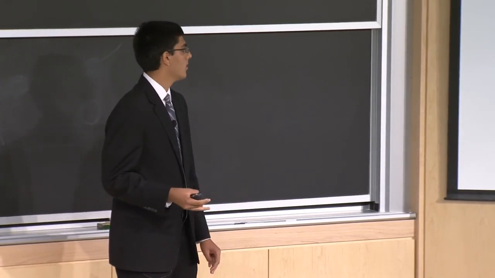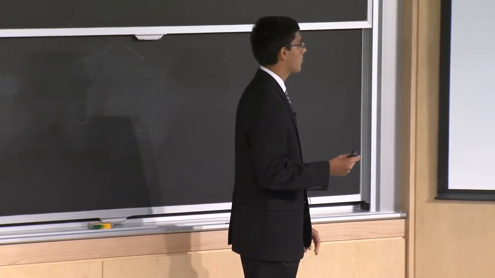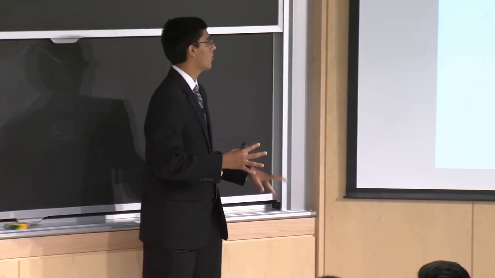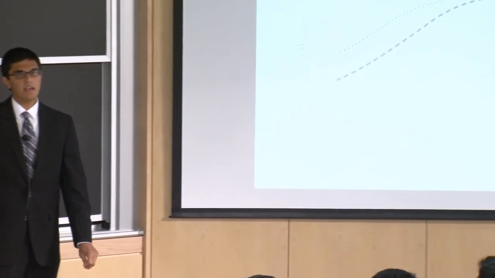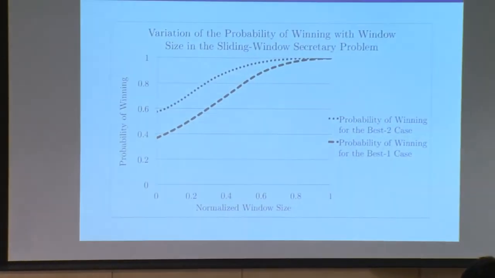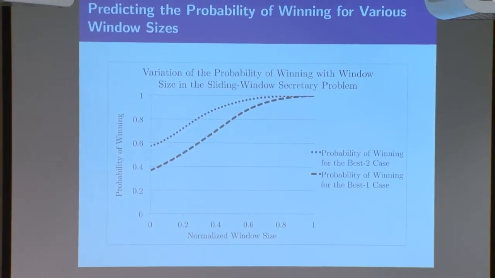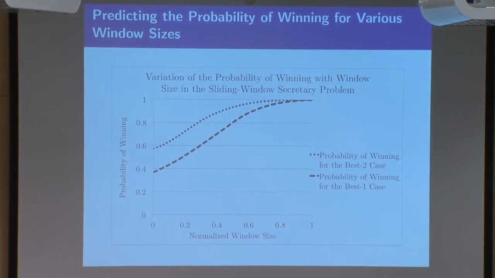Can you actually get closed forms? So first of all, he was asking whether we can find closed forms for these probability of winnings. And the tricky part about this is because this is a recursion, you can't. It's hard to simplify into a very elegant solution.